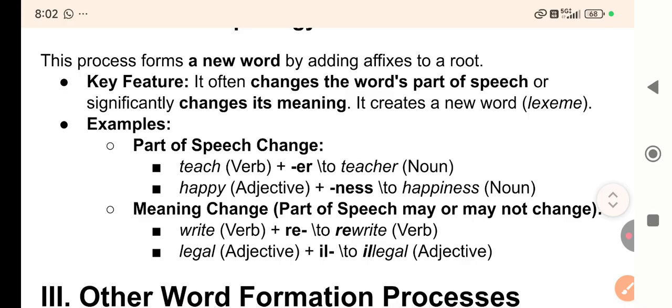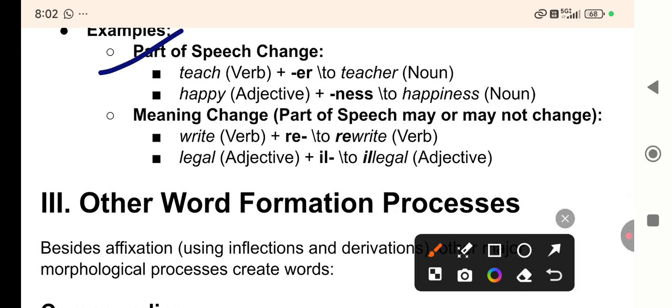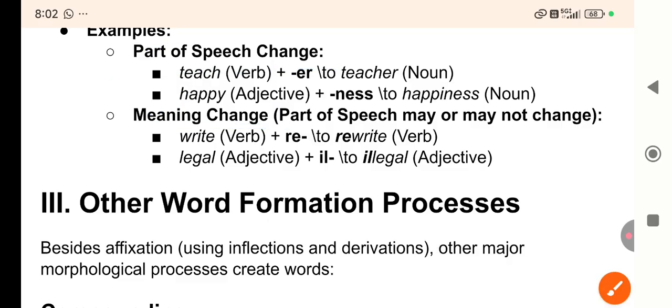Here, in derivational, part of speech changes and meaning changes. In this case the part of speech changes, here the meaning changes, right? So that depends in derivational. But yes, derivational is important: either the part of speech will change or the meaning will change.